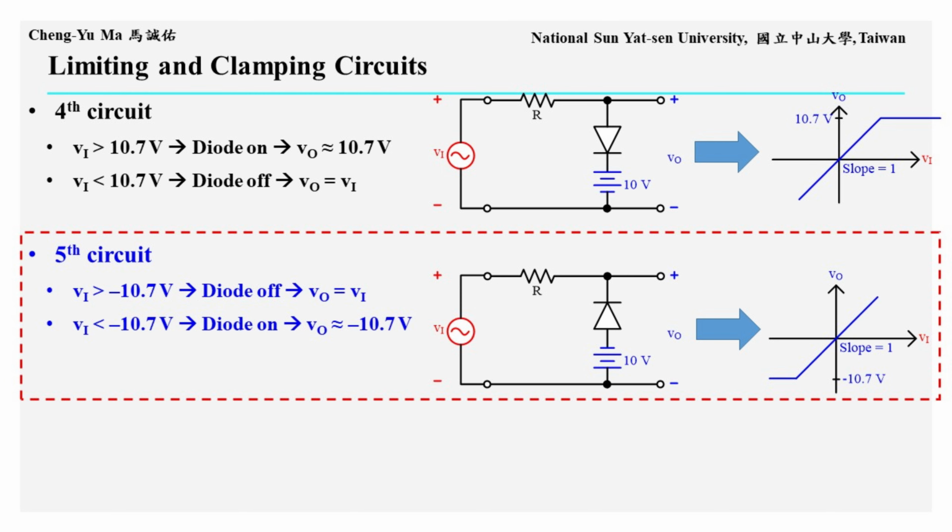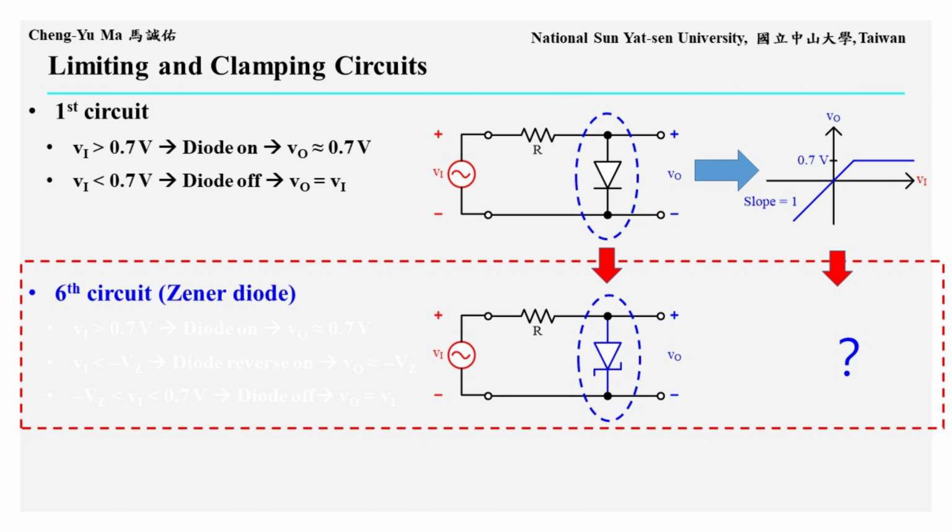Once the loop conducts, the output signal is limited to about negative 10.7 volts. When Vi is greater than negative 10.7 volts, the diode cannot conduct, so the loop is open and VO equals Vi. Compared with the fourth circuit, changing the diode direction and the polarity of the fixed voltage source allows us to adjust the negative limiting level.